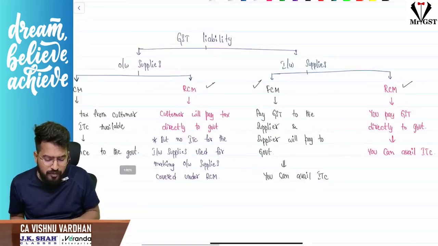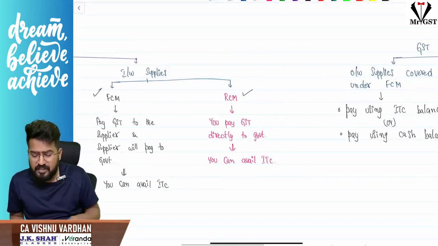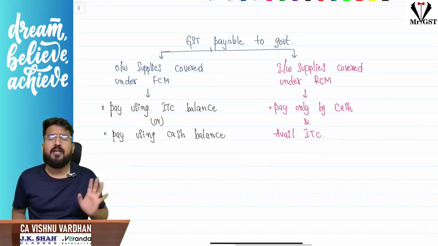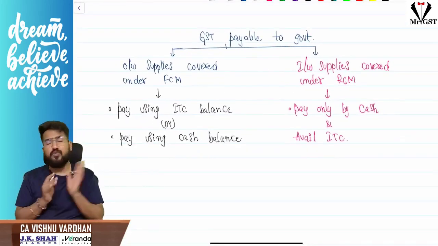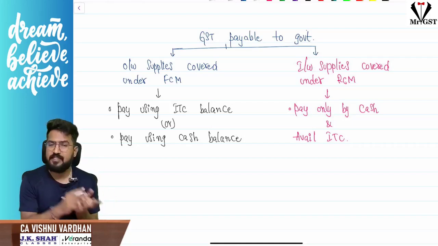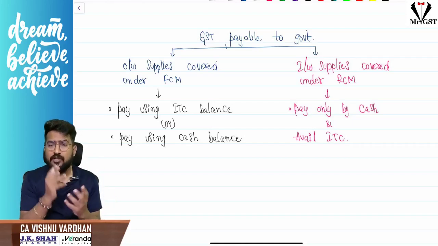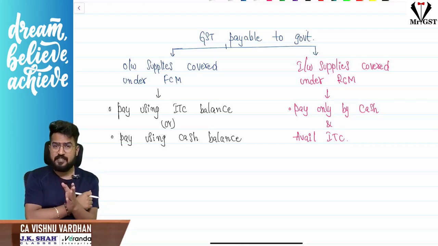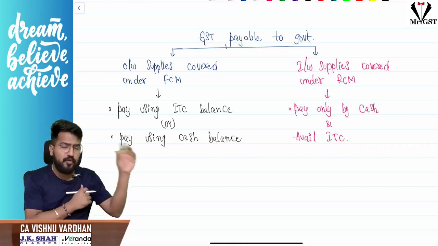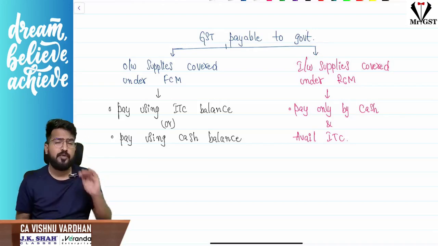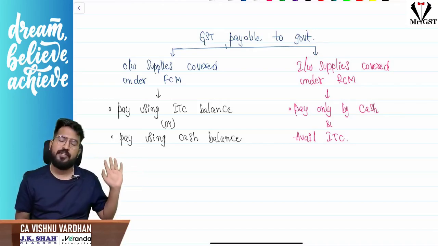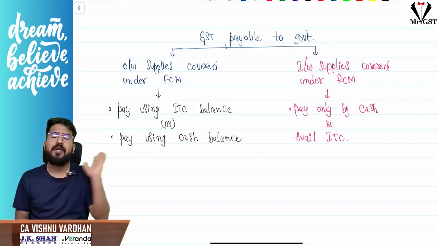So this is the overview of GST liability. What do we have to understand? Whenever there is GST payable to the government, it can come in two circumstances. One is on your sales, the other is on your purchases. If GST liability comes on your sales, then when you are paying GST, you can use your ITC balance. If it is not sufficient, use cash balance. Because to pay output tax, you can use input tax. If it is not sufficient, pay cash.